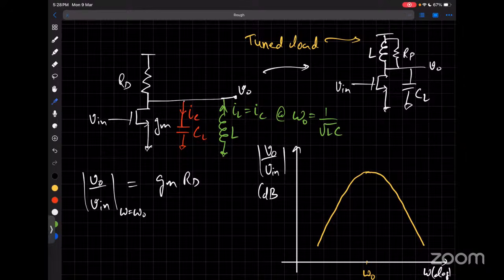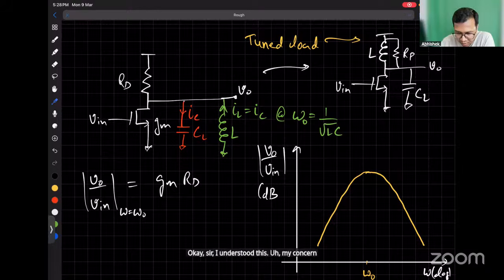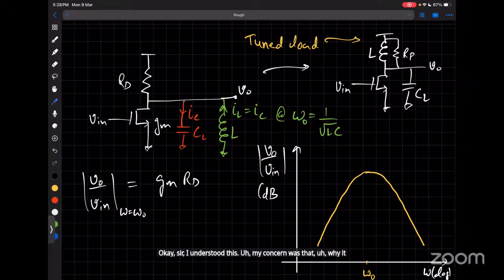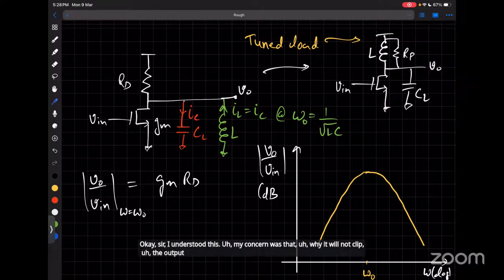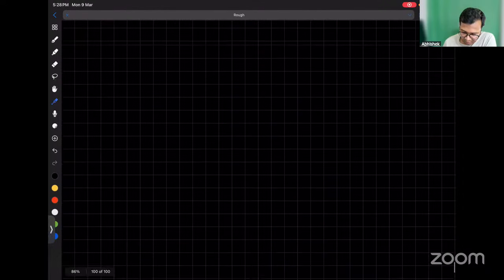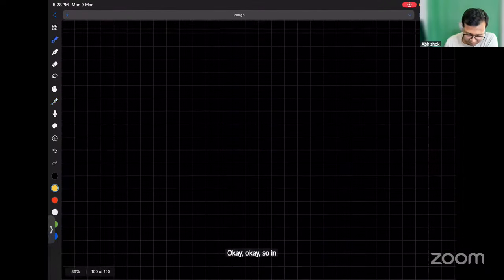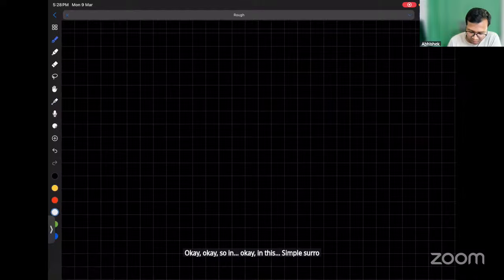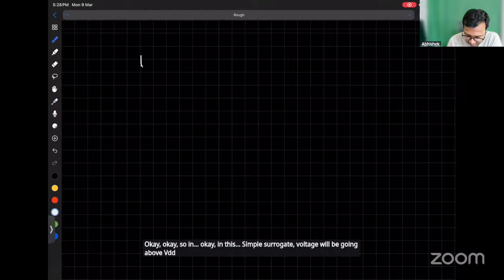Yes, sir, I understood this. Yes. My concern was why the output will not clip above VDD. Okay. In this simple circuit, voltage will be going above VDD.